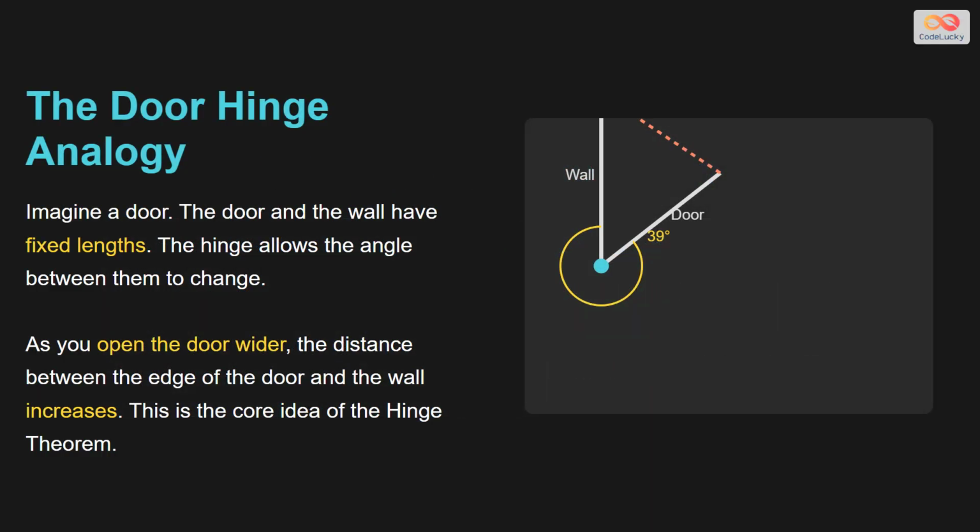A great way to understand this concept is to think about a simple door. The door itself and the wall it's attached to have fixed lengths, just like two sides of a triangle. As you swing the door open, the angle at the hinge gets wider. Notice that as the angle increases, the distance between the far edge of the door and the wall also gets bigger. This is the Hinge theorem in action.